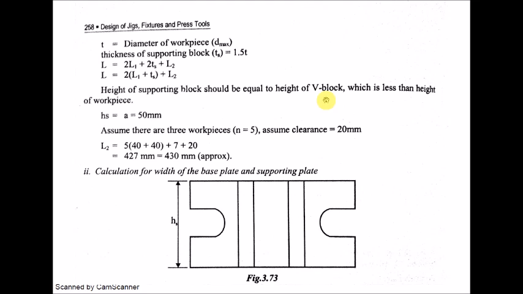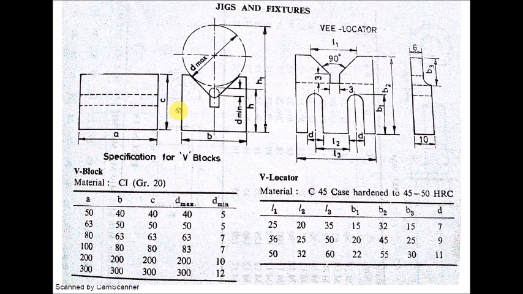It is correct. If you see from another angle, this height may be assumed as the length of the V block. If you see from the other angle, it is correct only. For example, I will repeat again. If you see from one angle, this is the height of the V block.